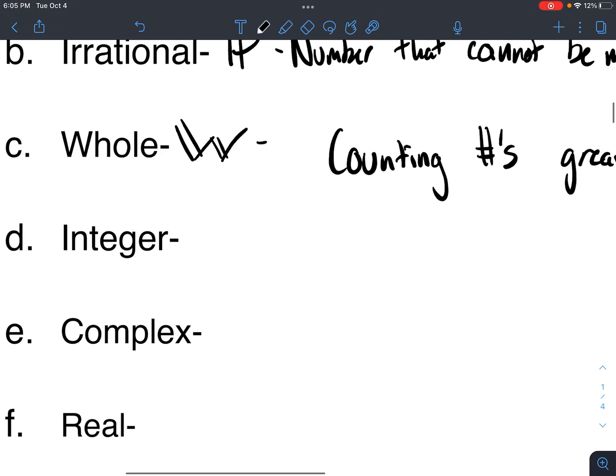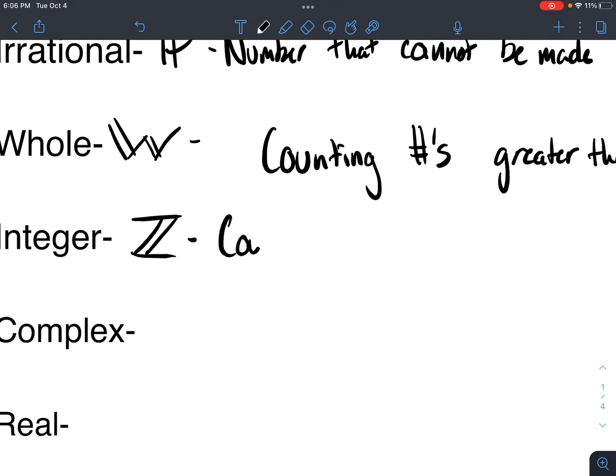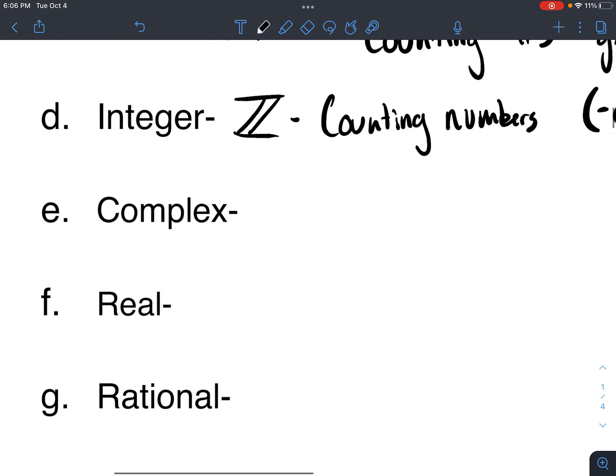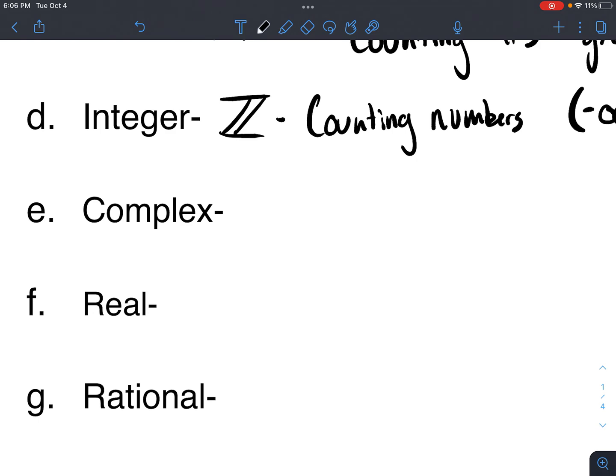An integer is the double Z, as we've been doing. And an integer is counting numbers from negative infinity to infinity. A complex number is a C, and it has a little vertical line here.